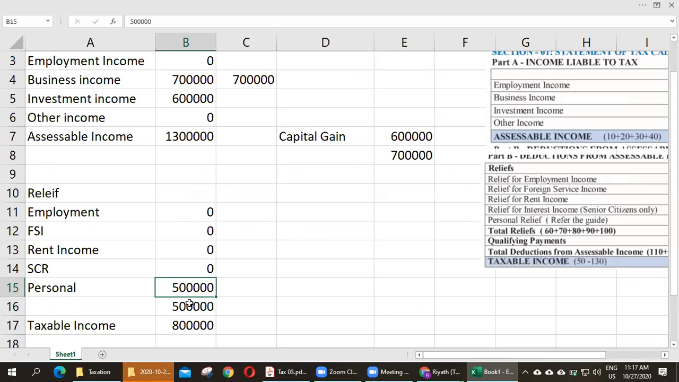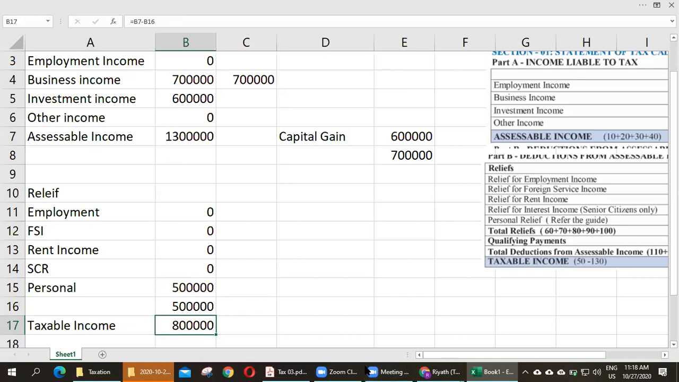So now we have to decide. His business income is 100,000, so he can go for a maximum of 500,000 as a personal relief. Therefore, the maximum limit is 500,000, right? And therefore, total relief equals 500,000. So assessable income equals 1.3 million minus total relief 500,000 equals 800,000. Clear?